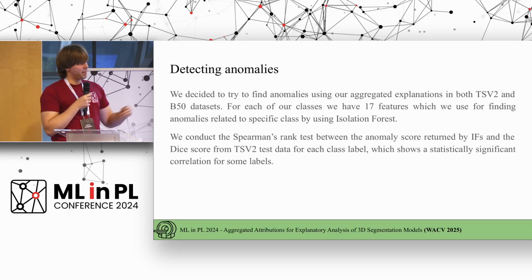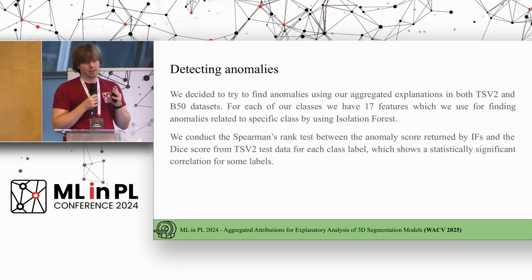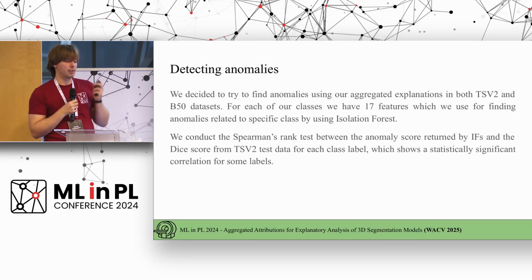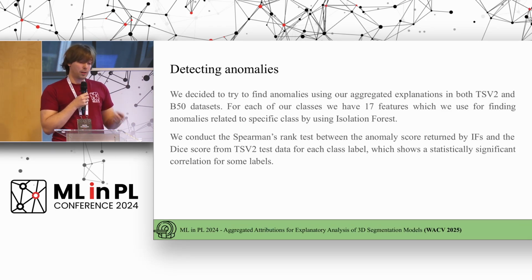Because this region of interest attribution, the aggregated attribution, can be understood as some characteristic of how the model works for a specific case. So if we have this characteristic of specific cases, then we can try to find some anomalies in our data. And we conducted tests on both datasets, on B50 and on TSV2. On TotalSegmentator, we had the ground truth masks, so we decided to check whether the anomaly scores are correlated to the dice score of our prediction. And we found out that for half of the organs which we were segmenting, the anomaly score was really correlated in the Spearman's test, the rank test.